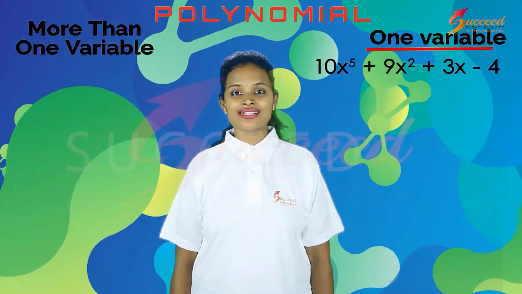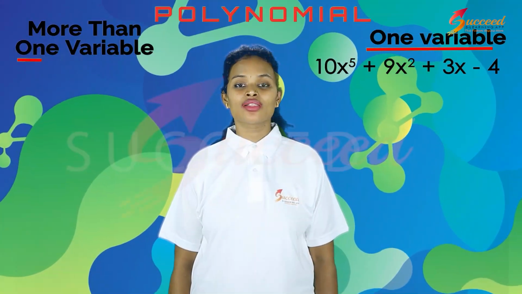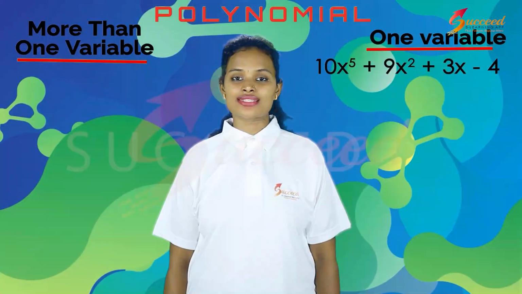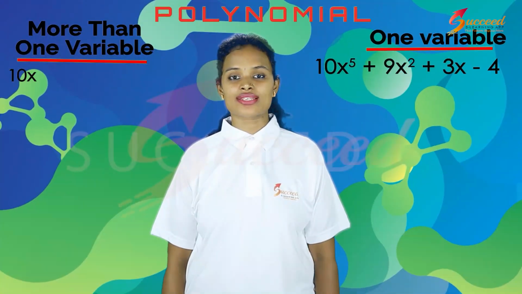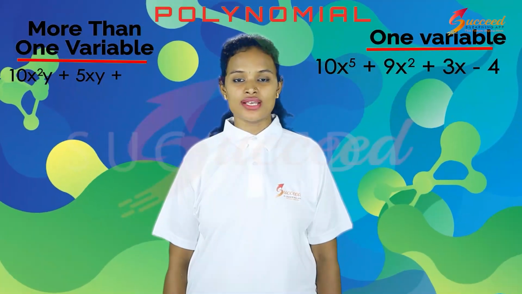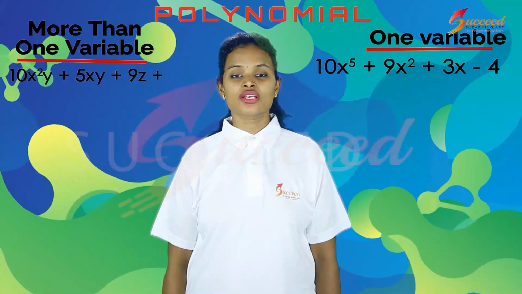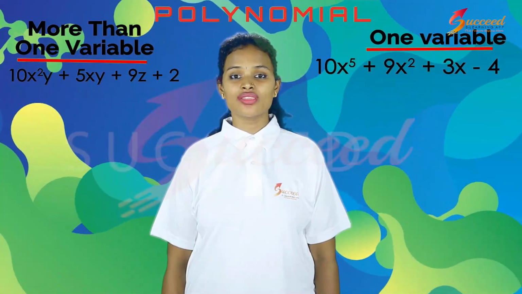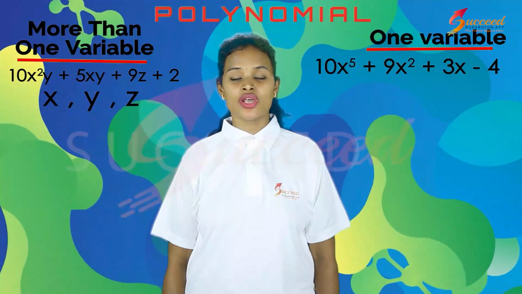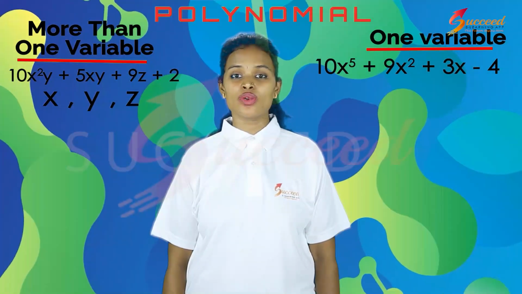Now, let us understand the second category, that is more than one variable. Let us consider the example of 10x squared y plus 5xy plus 9z plus 2. Here, there are three variables, that is x, y, z, which is called more than one variable.